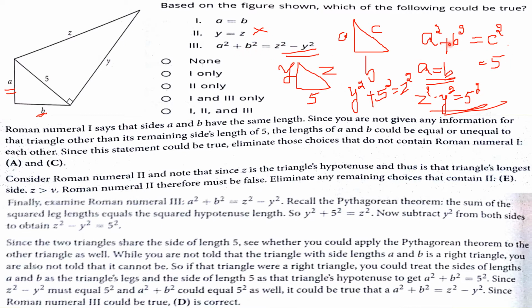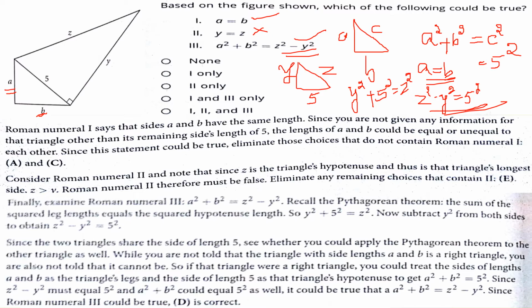That is already established: a square plus b square is equal to c square, and c square is nothing but 5 square. So this is also correct, and a is equal to b is also correct.